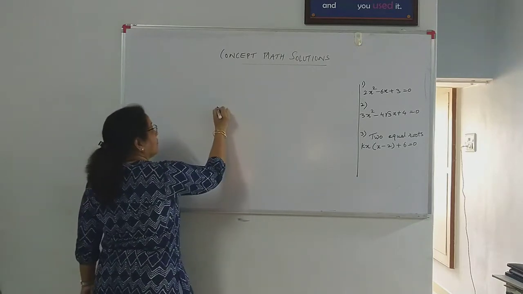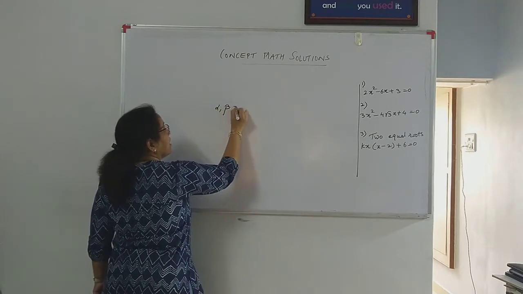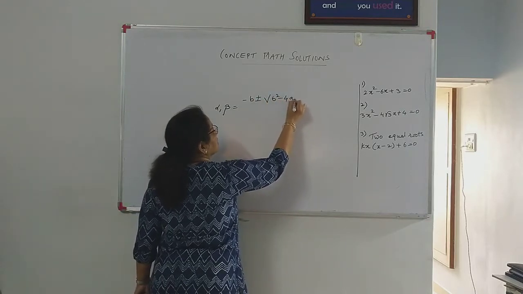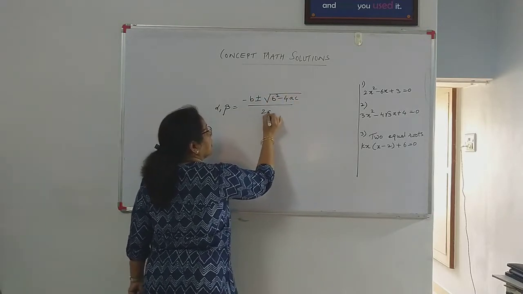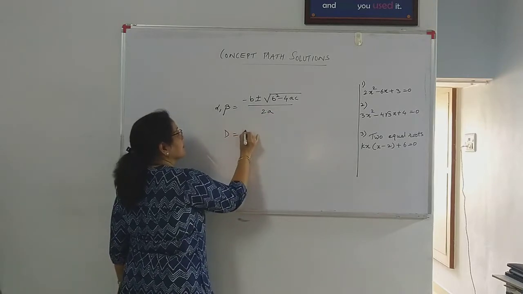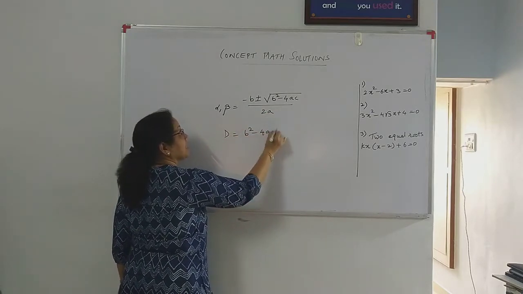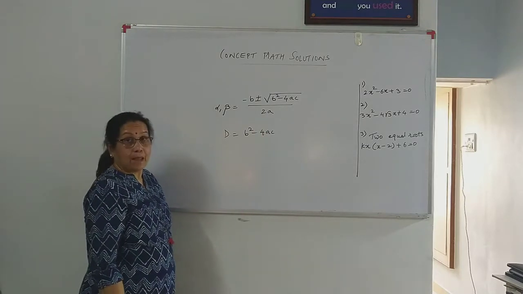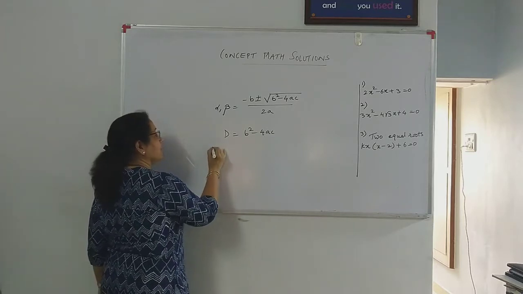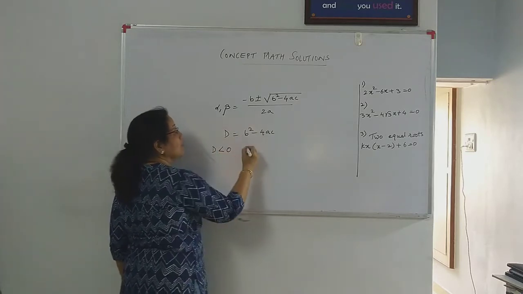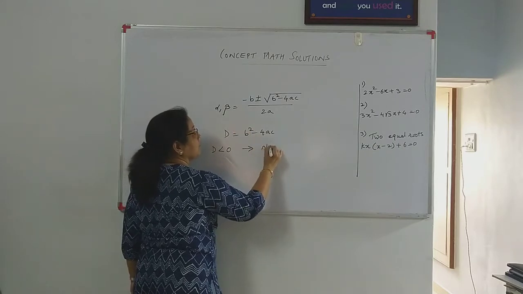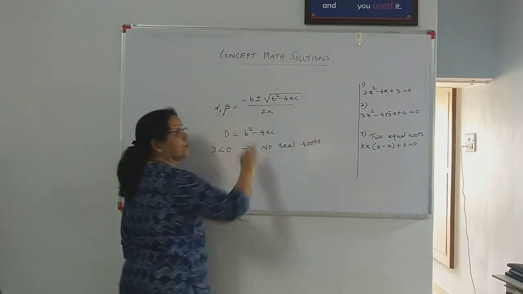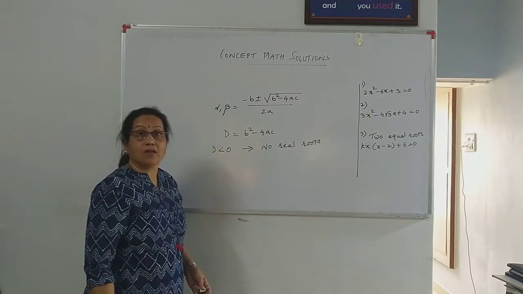Now, in the quadratic formula, we have discussed alpha, beta as minus b plus minus root of b square minus 4ac upon 2a. This term, b square minus 4ac, is under the root. It is called the discriminant and denoted as D. If under the root we have a negative term, D less than 0, then the equation will have no real roots. Because if you get, say, root of minus 2, that is not a real number.